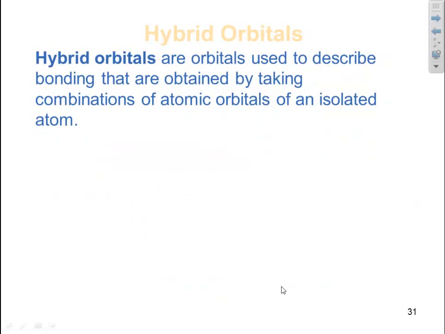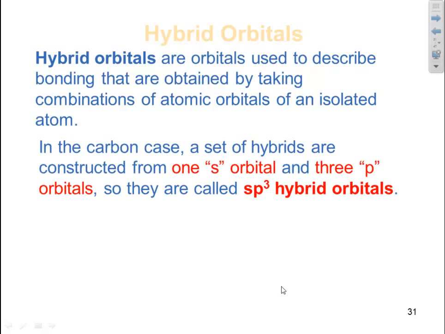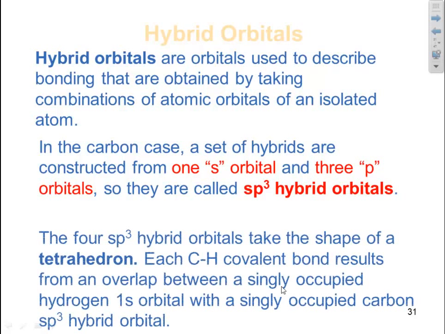Hybrid orbitals are orbitals used to describe bonding that are obtained by taking combinations of atomic orbitals of an isolated atom. In the carbon case, a set of hybrids are constructed from 1 s orbital and 3 p orbitals, so they are called sp3 hybrid orbitals. The 4 sp3 hybrid orbitals take the shape of a tetrahedron. Each carbon-hydrogen covalent bond results from an overlap between a singly occupied hydrogen 1s orbital with a singly occupied carbon sp3 hybrid orbital.